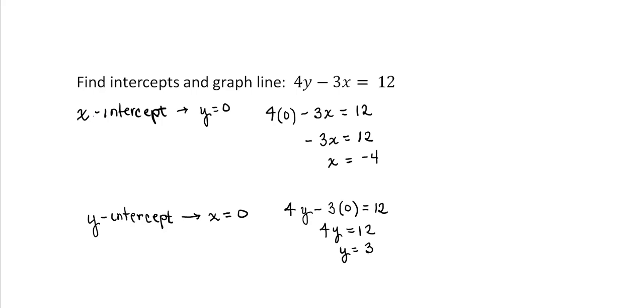So when all is said and done, we have two different points. I want to be sure that we're super clear on that point. We have two different points. So I'm going to have negative 4, 0, and here I'm going to have 0, 3 as our two intercepts.